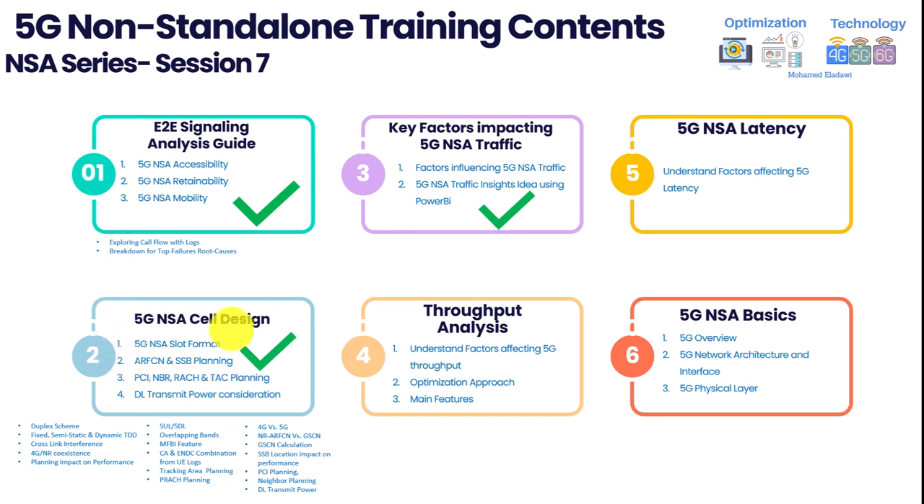In today's session, we are going to continue with 5G NSA cell design, where we covered all the below highlighted points. But in today's session, we are going to cover the remaining parts, which are related to PCI planning, neighbor planning, and tag planning, and also the downlink transmit power: what is the consideration and how to calculate it, and also PRACH planning. This session might be split into two sessions, just to make sure it's not very long for both sessions. So let's move forward.